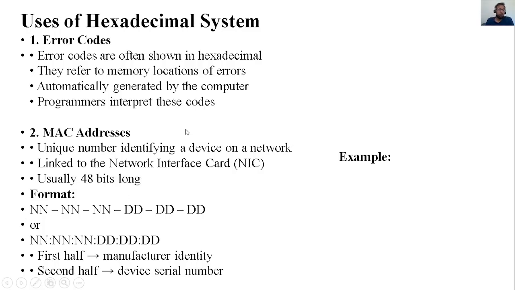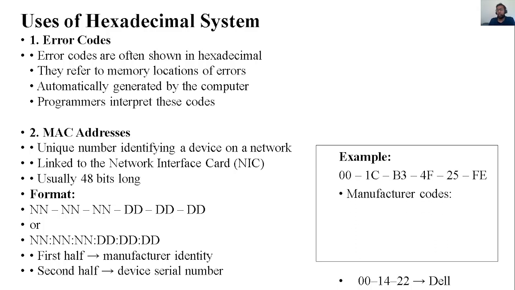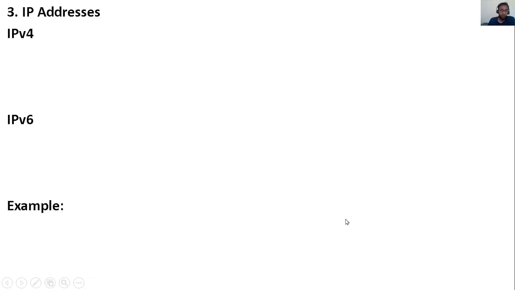So, what are MAC addresses? A MAC address is a unique number identifying a device on a network, linked to the NIC, usually 48 bits long. They are basically the device's unique IDs. You can have it for a Wi-Fi card, and for batteries, and this is their format: manufacturer ID and device serial number. Now let's see examples of different companies' manufacturer codes. So Dell, this is a manufacturer code. Cisco also has a manufacturer code. The first half is the manufacturer code, and the second half is our device number.